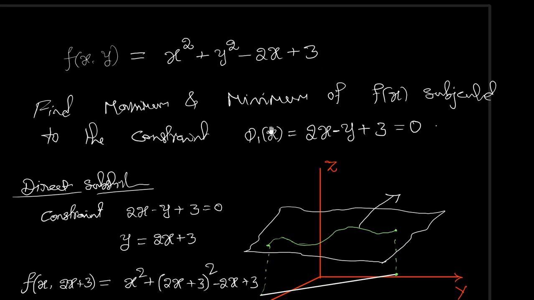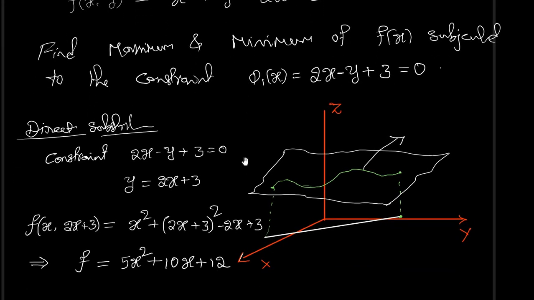So this says something. When you restrict your domain to a line, the function has only a minimum. There is no maximum. It has only minimum. Let me show you this graphically also.